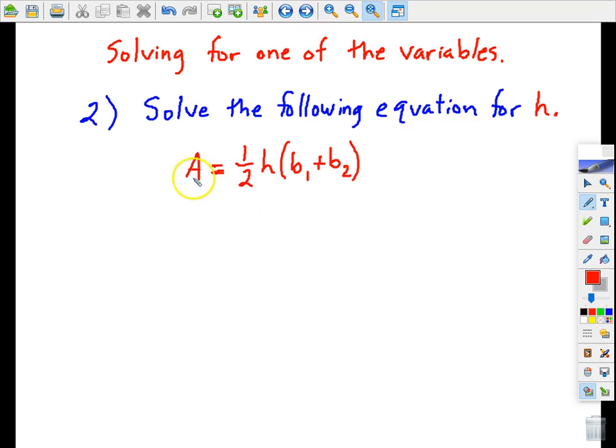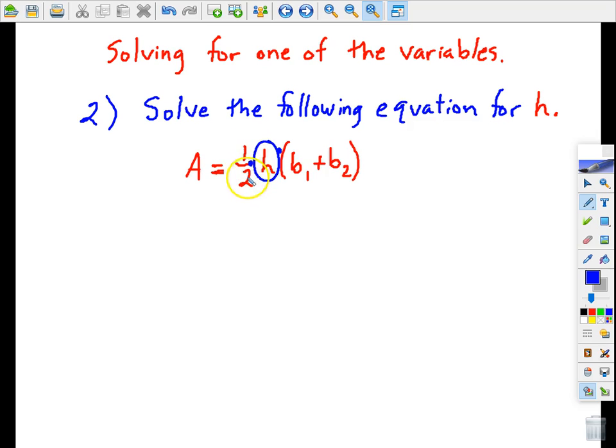Here's an area formula. And once again, we're supposed to solve for h in this case. I would just encourage you to take a look and see what operations are being performed on h. It looks like we have multiplication by 1/2. We also have multiplication by this quantity, b1 plus b2. So we'll just start with the 1/2.